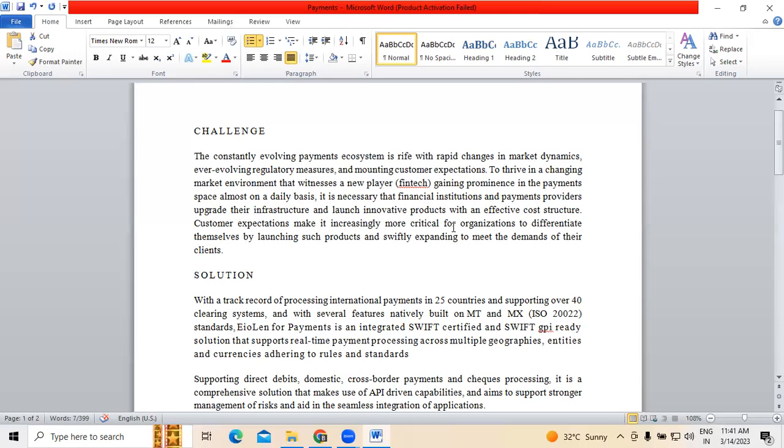So this is the product called EOLIN, which they are developing, and what purposes they are developing it for. If you have any questions in regard to that, please go ahead, one by one. You can speak in English, no problem. Yes, I can go ahead. This is what the case study is all about.